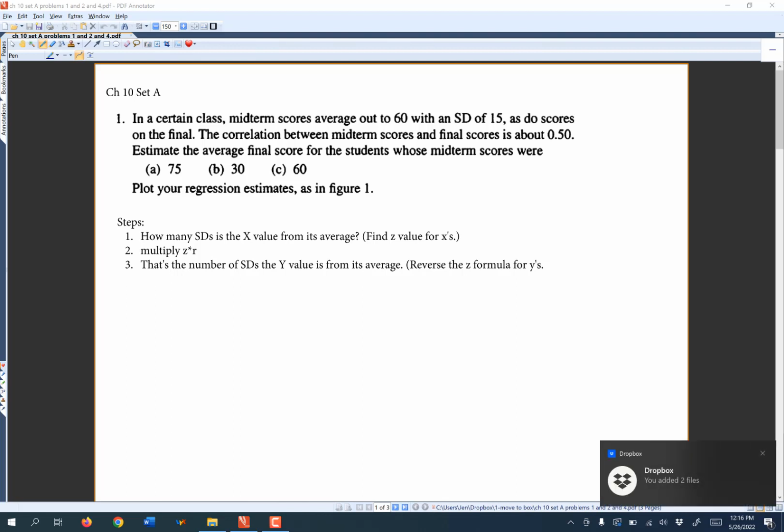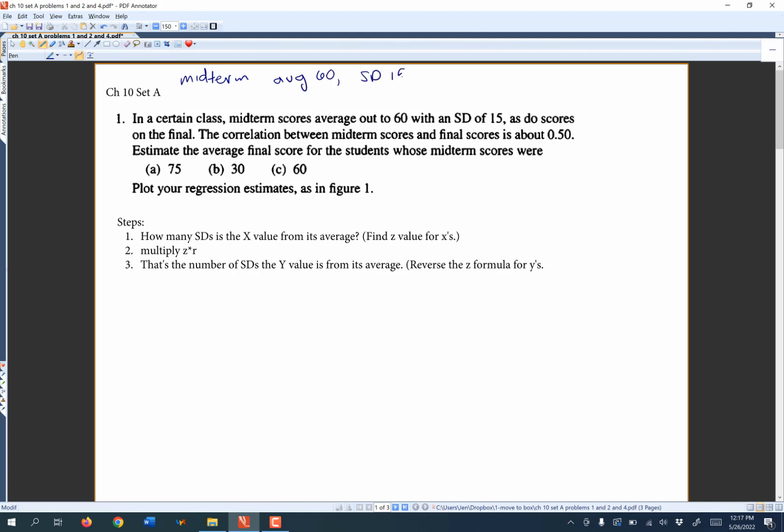Okay. When I look at this, the thing that tells me this is going from Chapter 10 is that we have two different variables, basically. We're talking about midterm scores and final scores. Now, I always start by writing down the information it tells me. So for my midterm, I have an average of 60 and SD of 15. And then it said for the final, it's actually the same values. So they're going to have an average of 60 and SD of 15. And then it also tells me my correlation is 0.5.